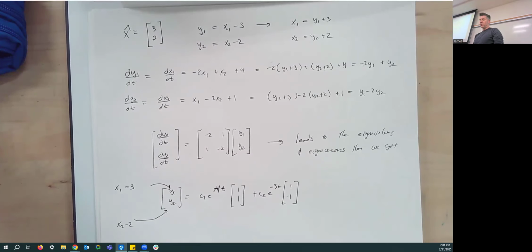And I don't think we do this stuff if your eigenvalues are complex. It could be extra terrible.